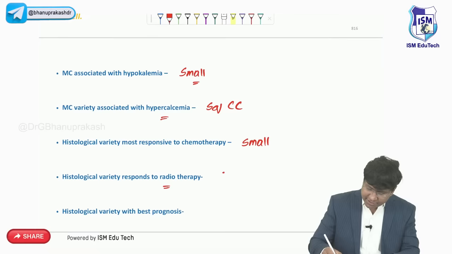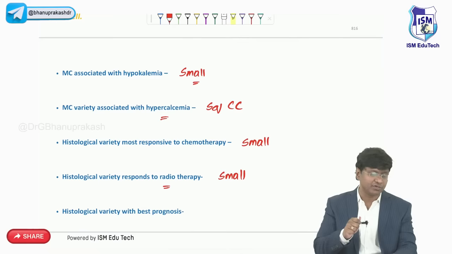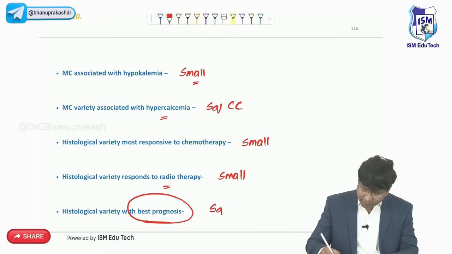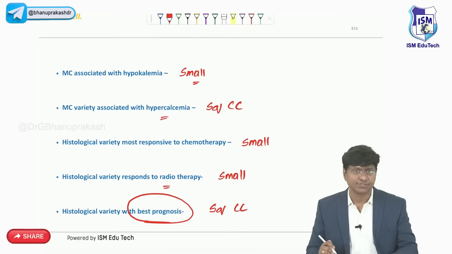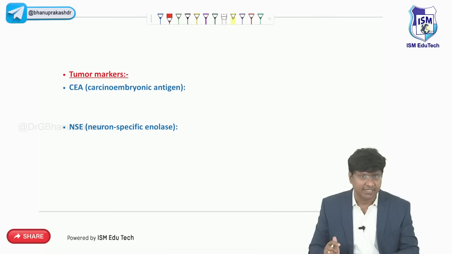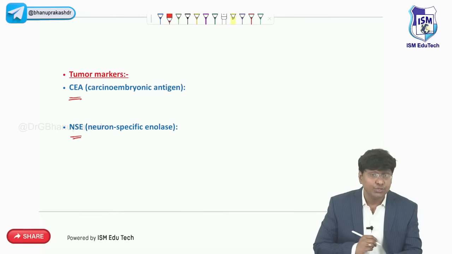But among all these types of bronchogenic carcinoma, the one which has the best prognosis will be squamous cell carcinoma. And you need to know the two important tumor markers. What are the two important tumor markers? The two important tumor markers are carcinoembryonic antigen and neuron-specific enolase.